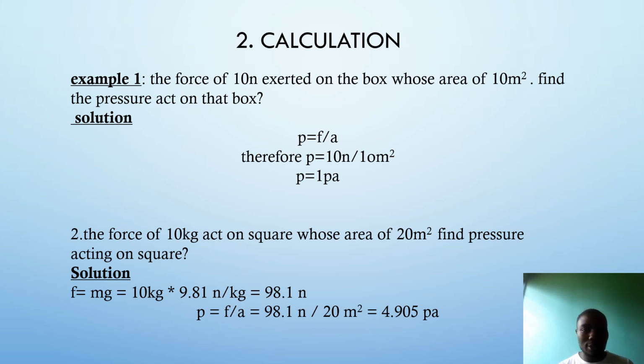The second example is a force of 10 kg acting on a square whose area is 20 meters squared. Find the pressure acting on the square. Solution: force equals mg, equals 10 kg times 9.81, which is the acceleration, and then you get a solution about this.